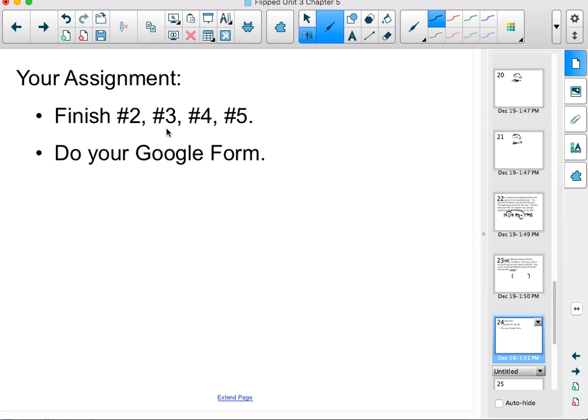We did number 3. Number 3 you're good on. So finish number 2, finish number 4, finish number 5, and then do your Google form. Don't forget to update your notes and bring any questions you have tomorrow to class.